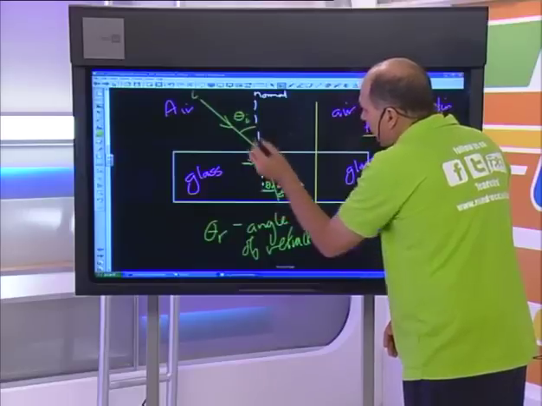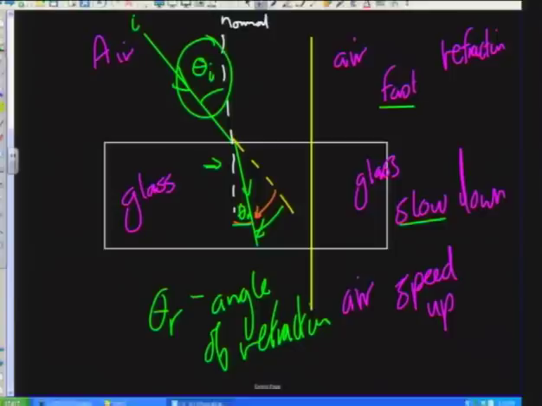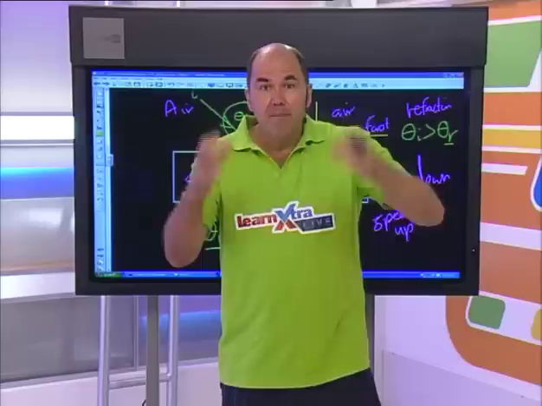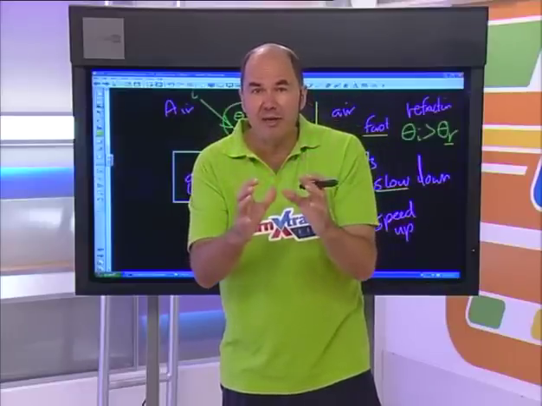The angle theta is not the same as the angle of refraction. The angle of incidence here is much larger. The angle of refraction is smaller than the angle of incidence. So bear in mind that's what's happening. When it's going from fast to slow, the angle of incidence will be greater than the angle of refraction. And again, I know it's confusing because there's an R here and there was an R in reflection, but we need to understand that very carefully.